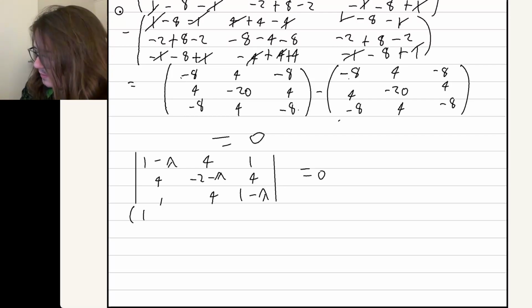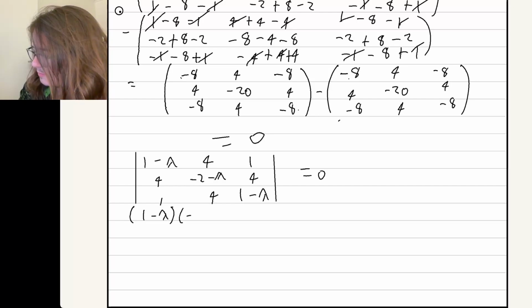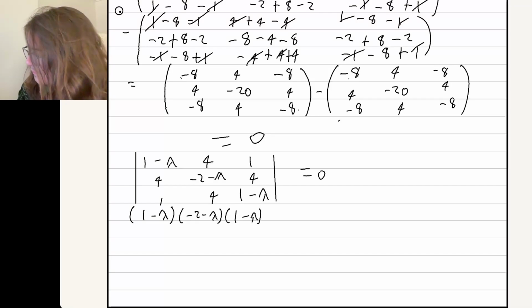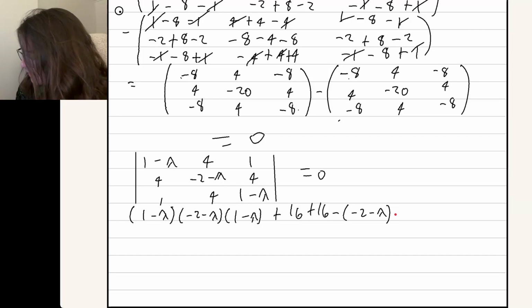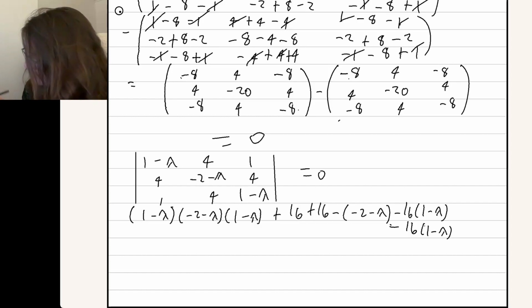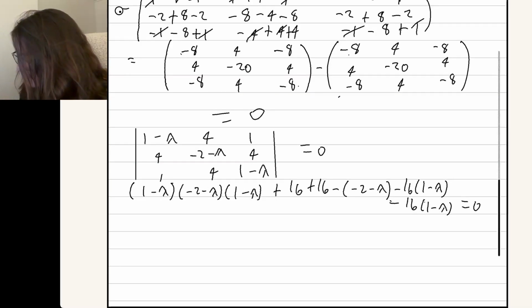So we have 1 minus lambda times minus 2 minus lambda times 1 minus lambda, plus 16, plus 16, minus 2 minus lambda, minus 16 times 1 minus lambda, and then minus 16 times 1 minus lambda. Yep, that should be everything, and you set it equal to 0.